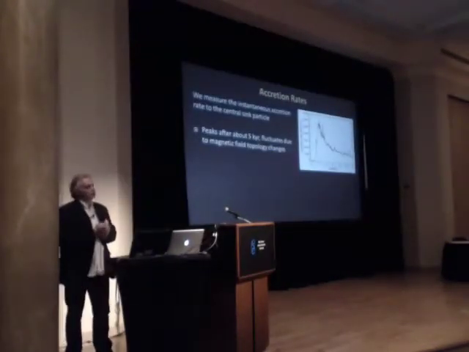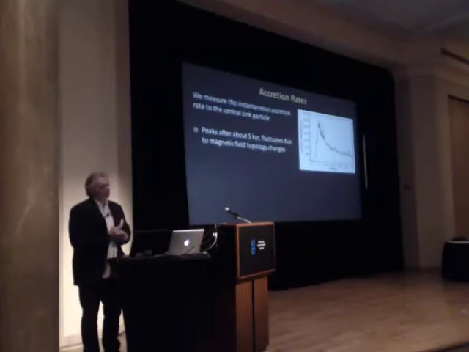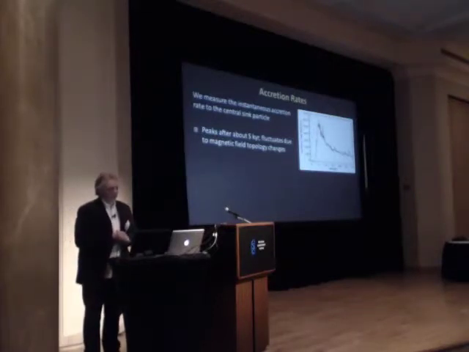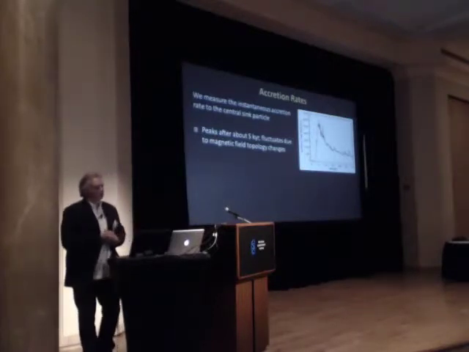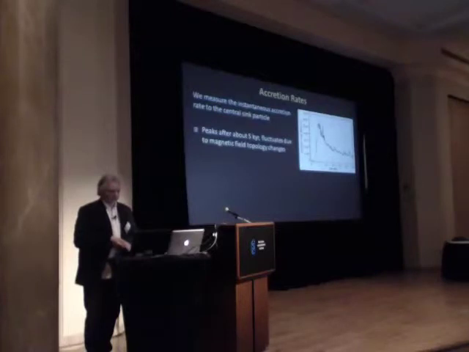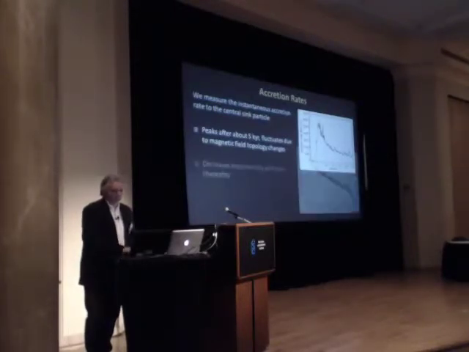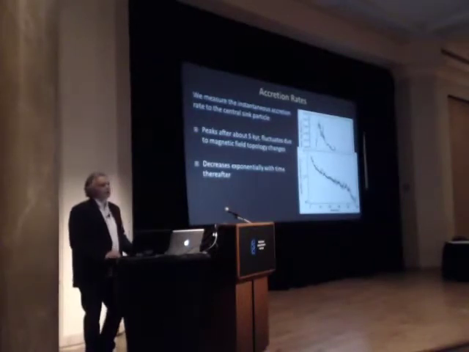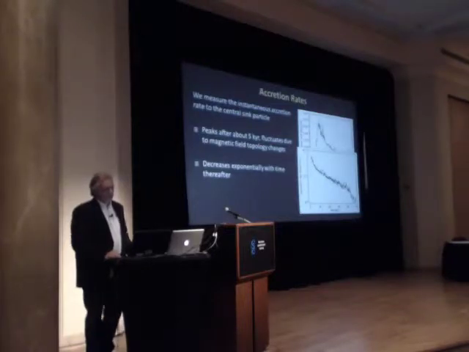So let's look at the accretion rates. We measure the instantaneous accretion onto the central sink particle. It peaks already after about 5 kiloyears. It rises very quickly from the initial state, and then fluctuates because of changes in field topology. After that, it decreases nicely exponentially, which is also what one finds observationally.